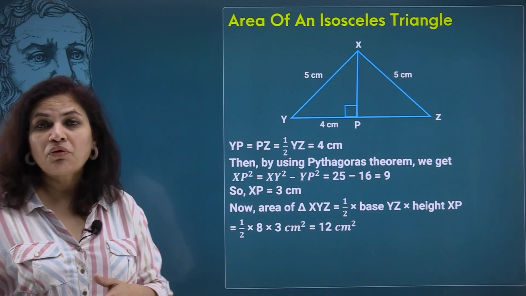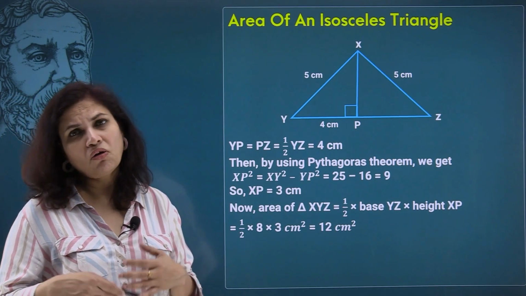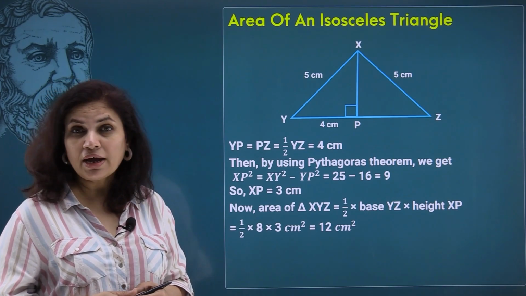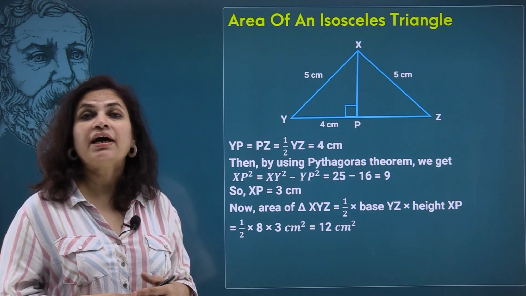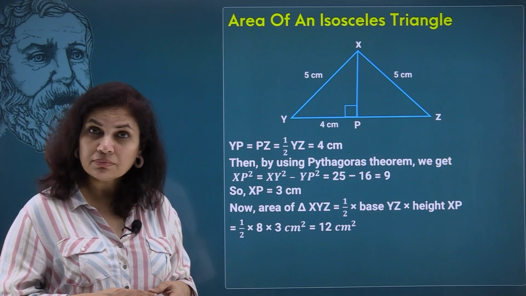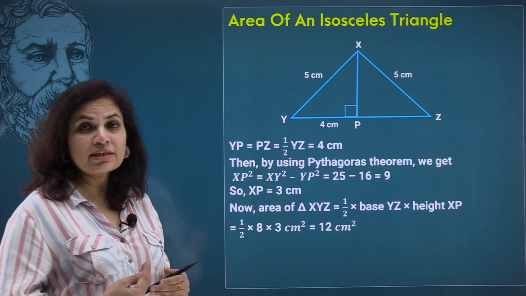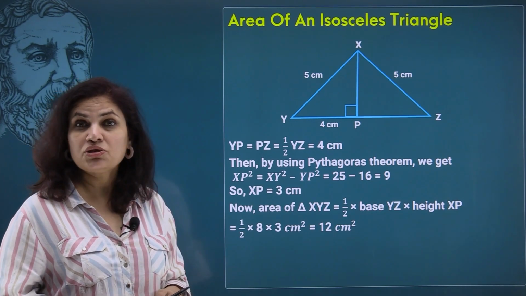So, every time what do we see, whether it is an equilateral triangle or an isosceles triangle or a right triangle, we are using the formula half into base into height. And it's very convenient to calculate the height of an isosceles triangle or an equilateral triangle using Pythagoras theorem, because of the property that the perpendicular drawn from the vertex bisects the base into two equal parts.